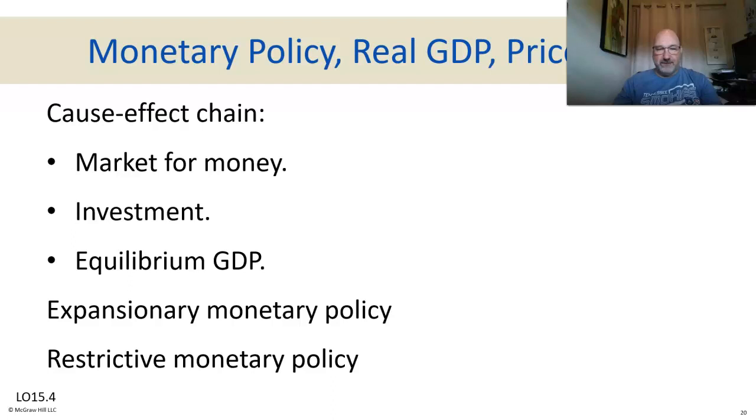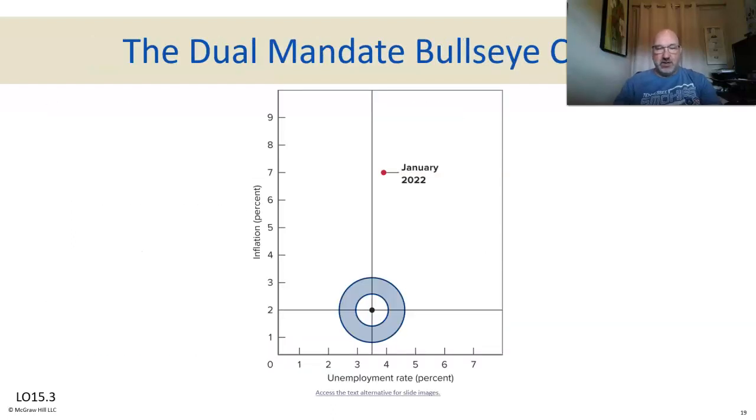Oops, too far. There we go. So now it's 3.5%. It's no longer 4. My bad. So it used to be 4%. So now we're at 3.5 and 2. And there we are. There's your dual mandate bullseye chart, 3.5 and 2. In January 2022, we were at 7 and roughly 4. Ooh, not good.